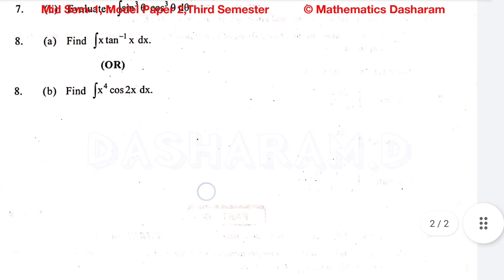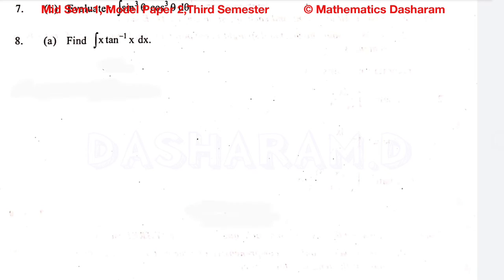Next, the 8th question: find the integration of x into tan inverse x dx. So here x is an algebraic function, tan inverse x is an inverse trigonometric function. So as per the ILATE rule, inverse trigonometric function first, algebraic function second. So that is why, in the question, change the position of the terms. It equals integration of first tan inverse x, next x.